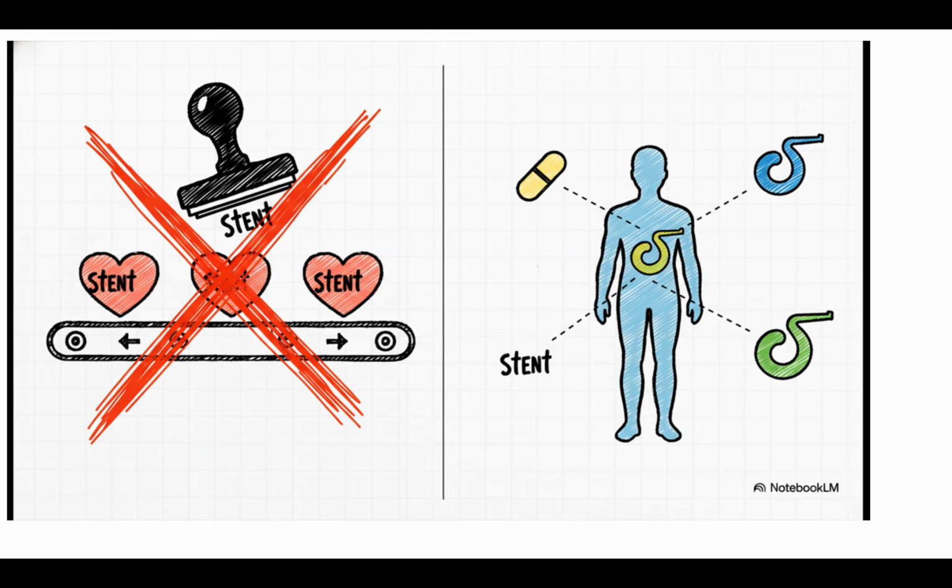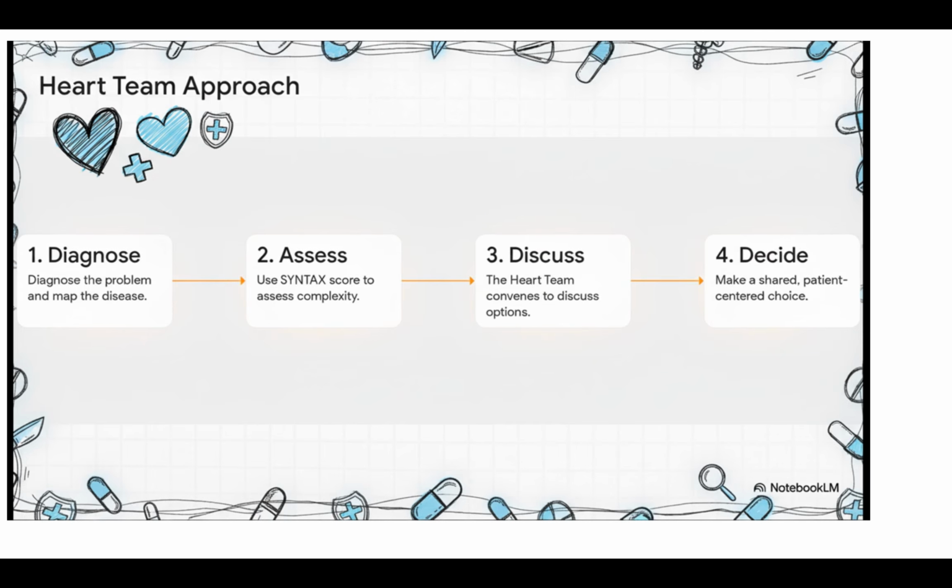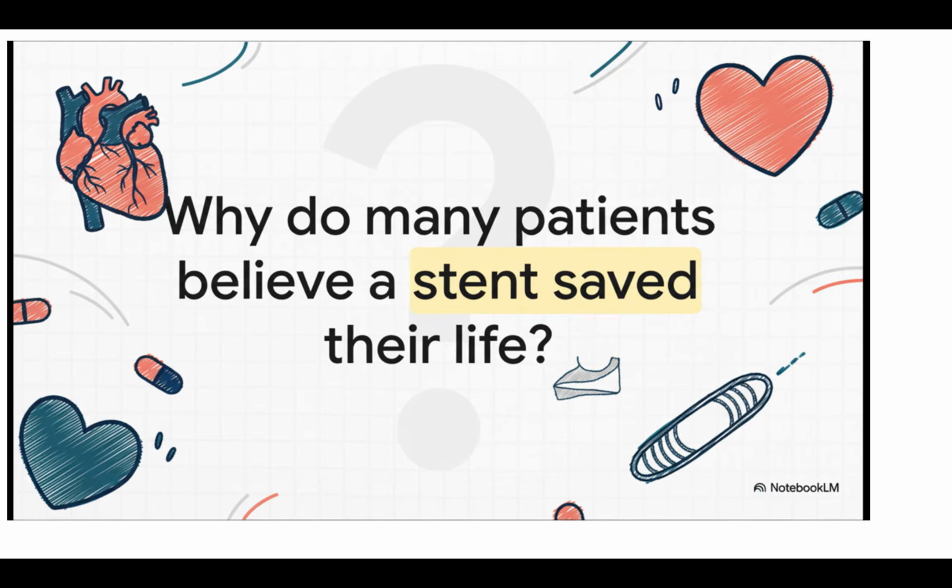It is all about personalizing the decision, and that has led to a much more collaborative way of doing things in medicine today. This collaboration is called the HEART team. It's a whole process. First, you diagnose the problem. Then you map out the disease using tools like that SYNTAX score. Then, a whole team of experts, cardiologists, surgeons, and others, they all get together. They talk about the patient's specific anatomy, their overall health, and just as important, what the patient wants, to come up with a shared decision that's right for that one person.